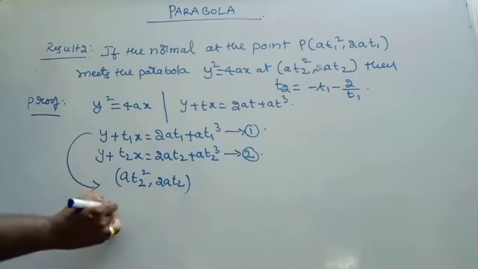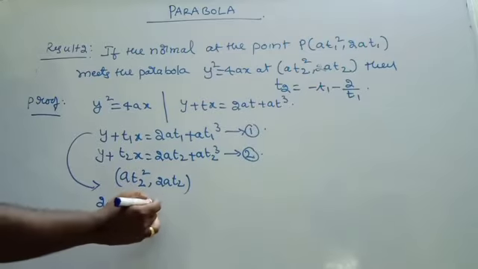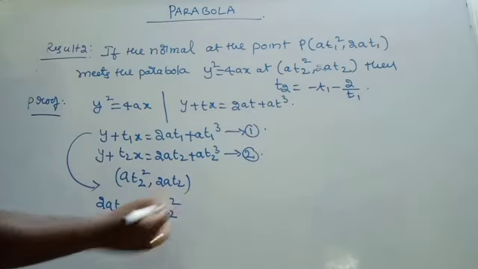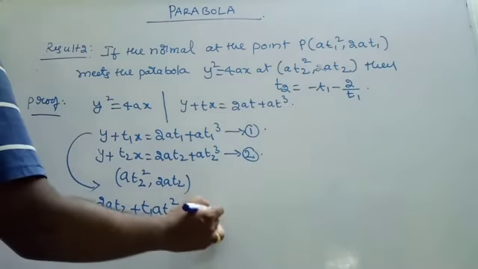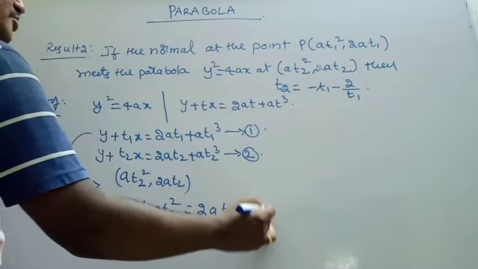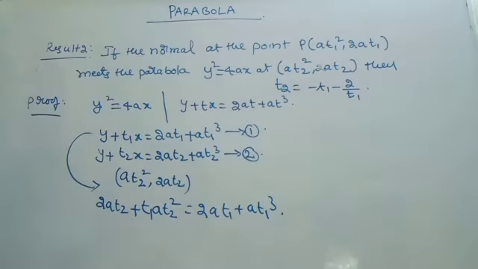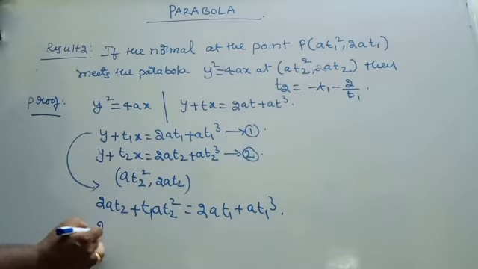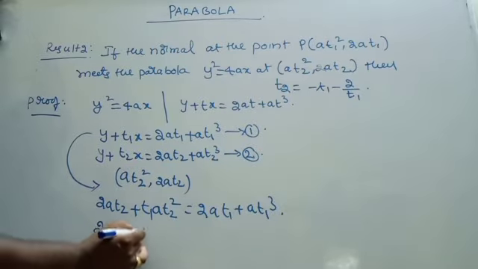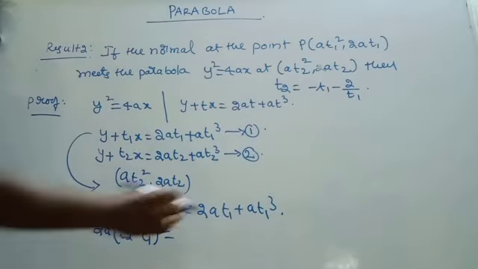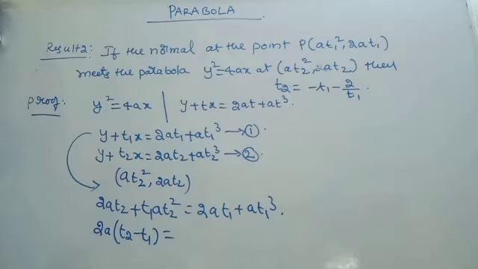Y means 2at2 plus t1x, and x means a into t2 square. This is equal to 2at1 plus at1 cube. Now let us bring this to this side, and we will be having 2a(t2 minus t1). Once you transfer this to this side, we get 2a times (t2 minus t1) is equal to what we are having on the right.